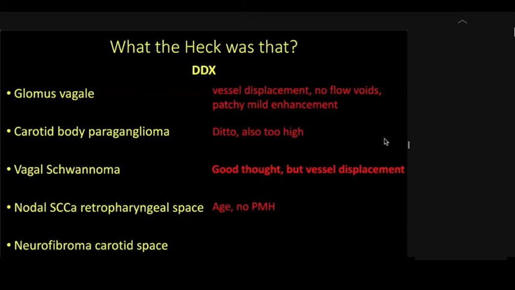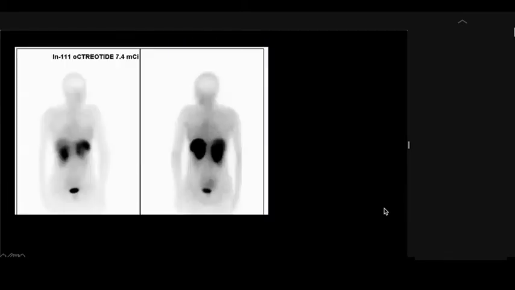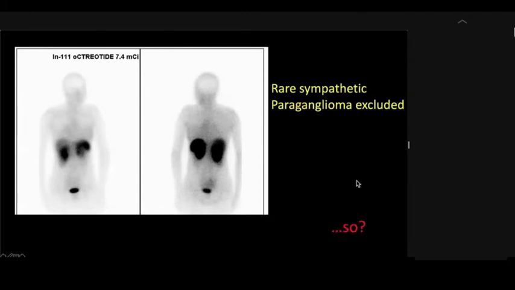I didn't have a CT to show you, but there was certainly no target sign visible on that large mass on the T2 images, and there's no history of neurofibromatosis type 1. We did an octreotide scan as well, and this helps to really exclude that it's any kind of paraganglioma, including a rare sympathetic paraganglioma. So what was this?